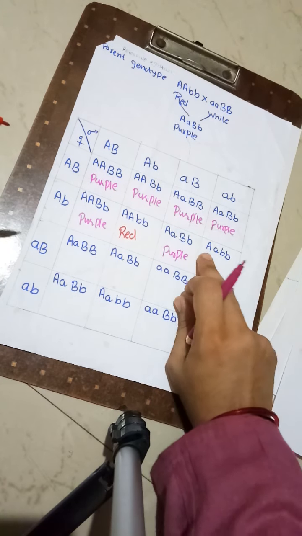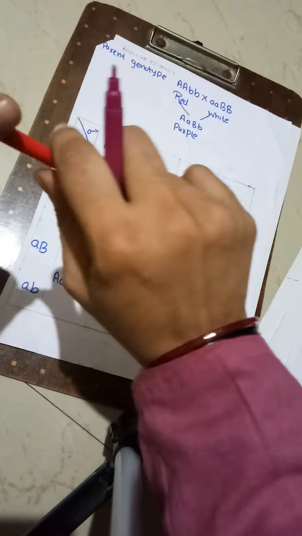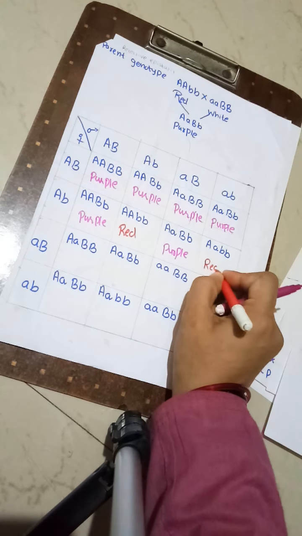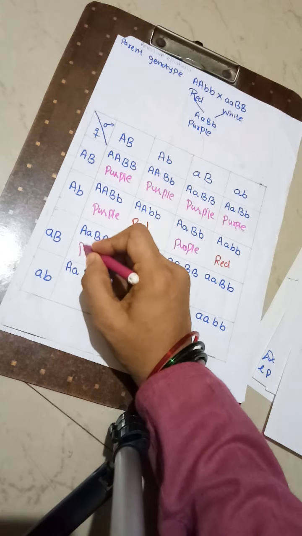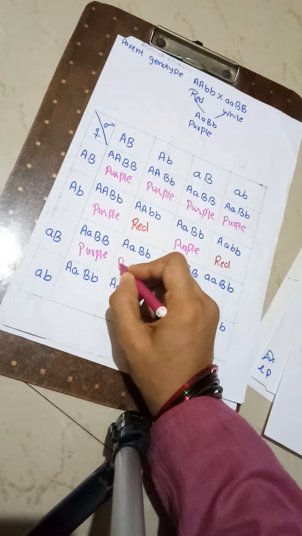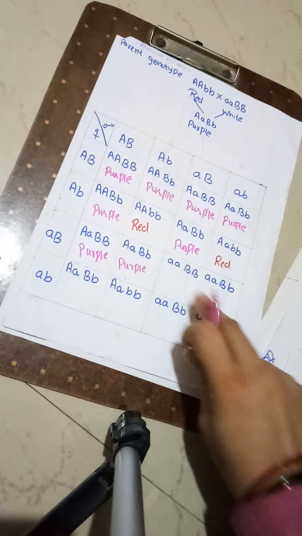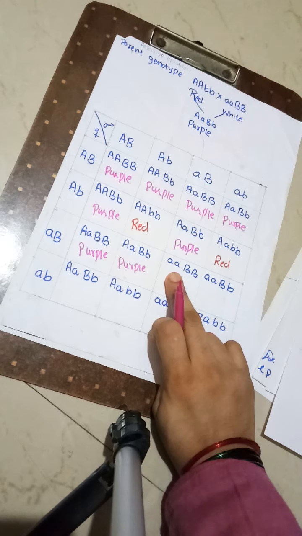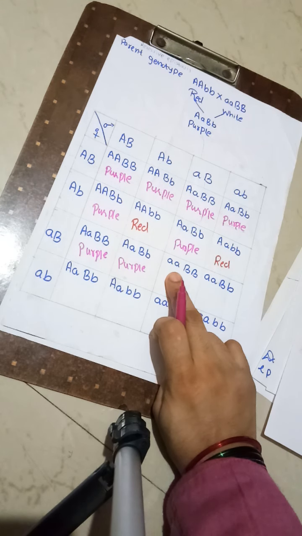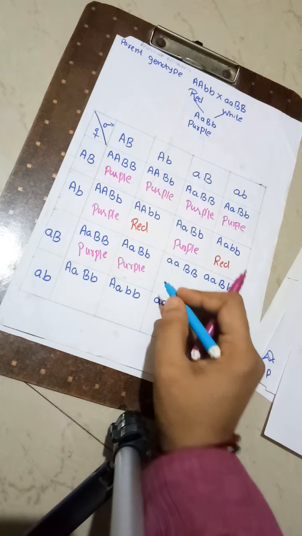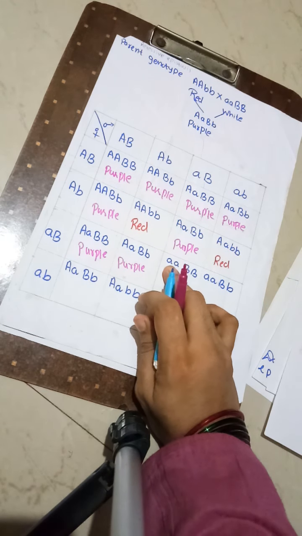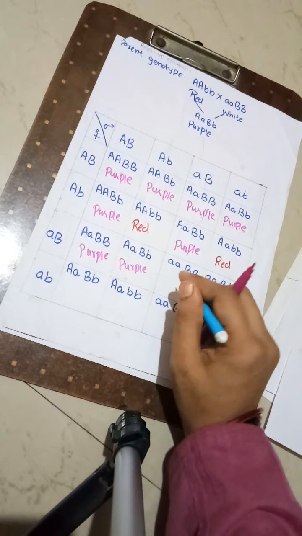Here only capital A is present, so red color will be observed. Here capital A, capital B both are there. Now capital A is absent, which is the epistatic, so here it will not be able to form any color. Why? Because until and unless A forms the red color, B cannot work on it, so it will remain white. Understood?